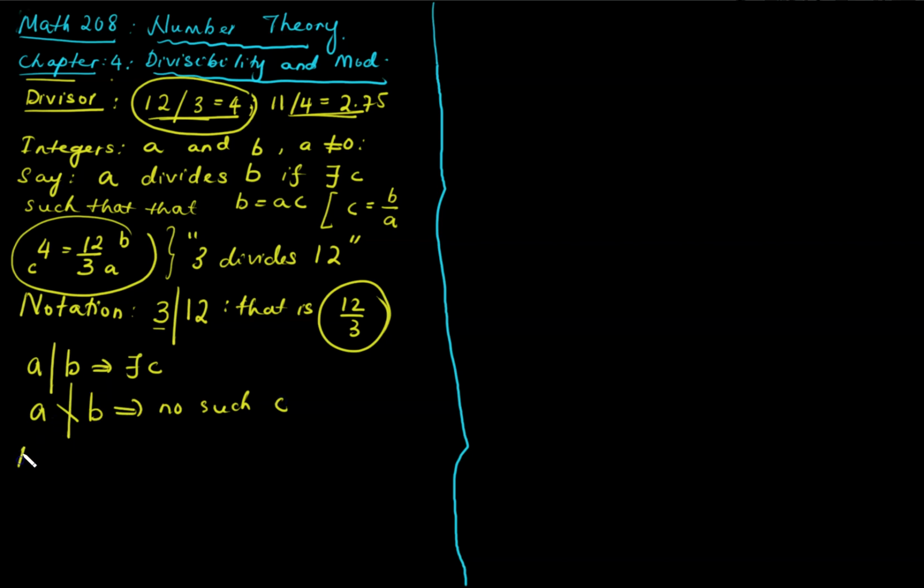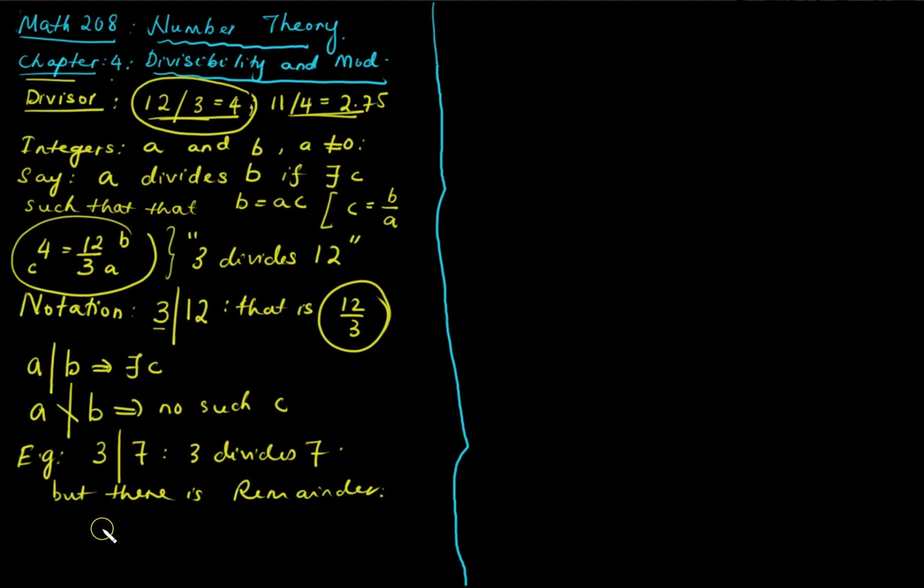Let's take a look at an example right here. If I say 3 vertical line 7, in other words, I'm saying 3 divides 7. That means how many times can 3 go into 7? 2 times, but there is a remainder. So there is no such number where I can do the division directly. So you will say 3 does not divide 7. Therefore, I cannot write 3 divides 7. My question: does 3 divide 7?